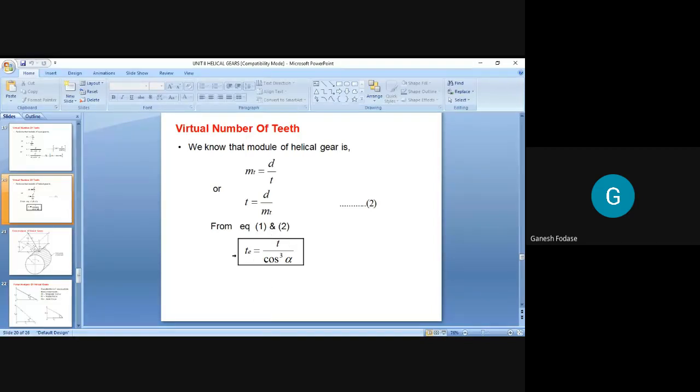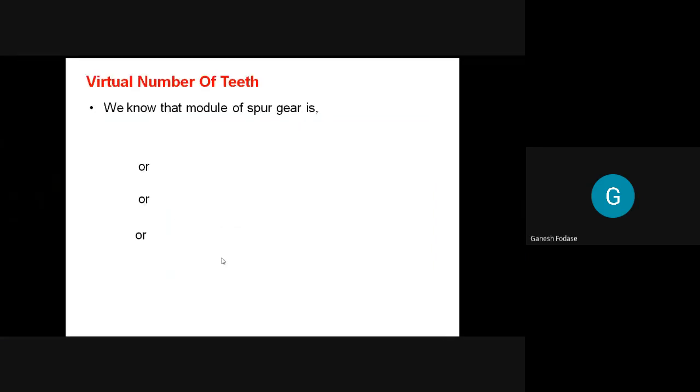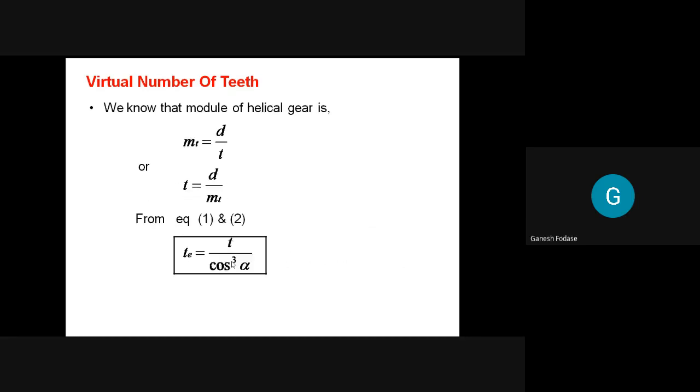So we just discussed the relation between the virtual number of teeth and actual teeth. That relation is T equivalent is equal to T upon cos cube alpha. If you remember, the relation for D equivalent is D upon cos square alpha, while T equivalent is equal to T upon cos cube alpha. So we need to remember the relations between T, T', D and D'.